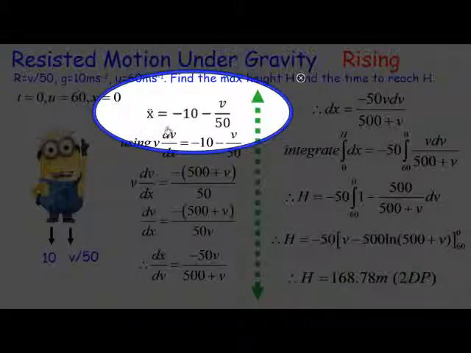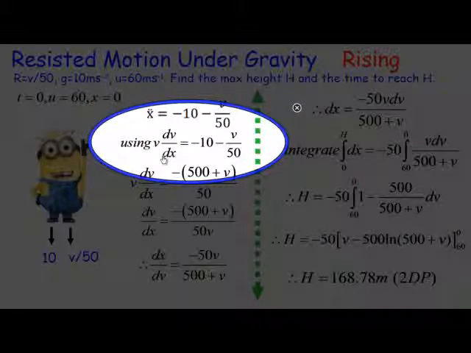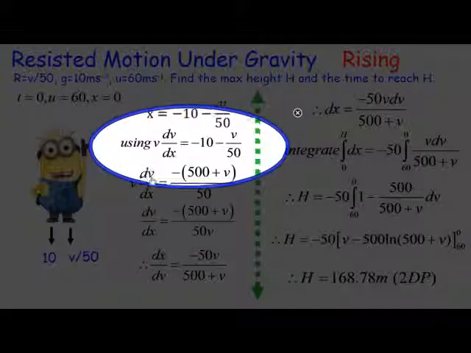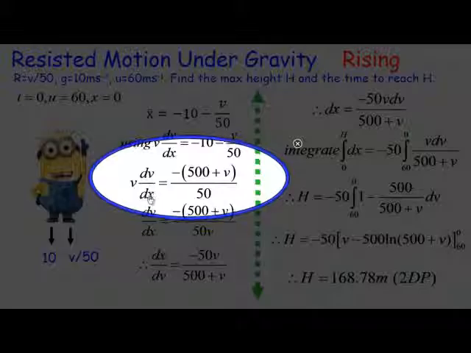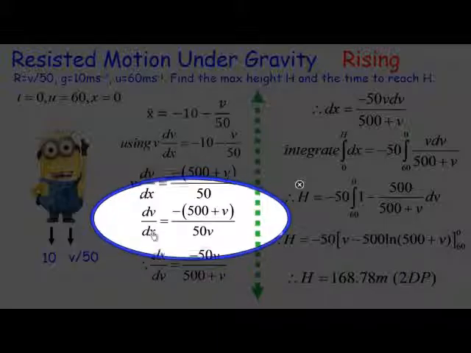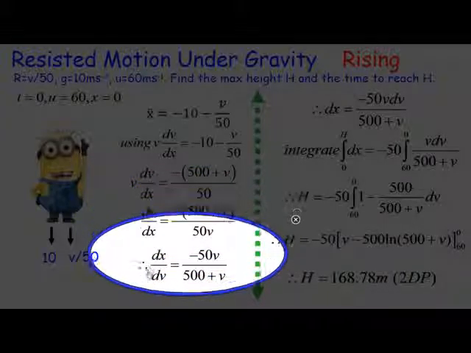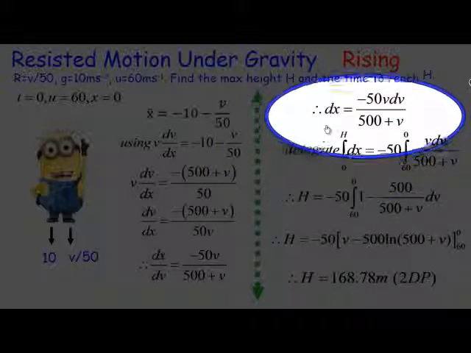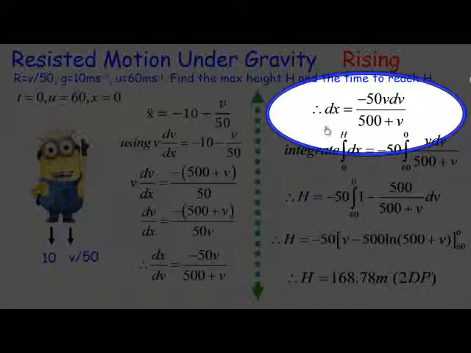Now, what happens then? Well, we've got to use an expression for the acceleration, the x double dot, depending on what we want. If we want to get the maximum height, obviously we're going to need an x in the expression, so we use v dv dx equals minus 10 minus v on 50. Now we need to separate the variables, so we need to rearrange this. First up, put it all over 50, divide by v, and then take the reciprocals of both sides. Okay, and we eventually get to dx equals minus 50v dv over 500 plus v.